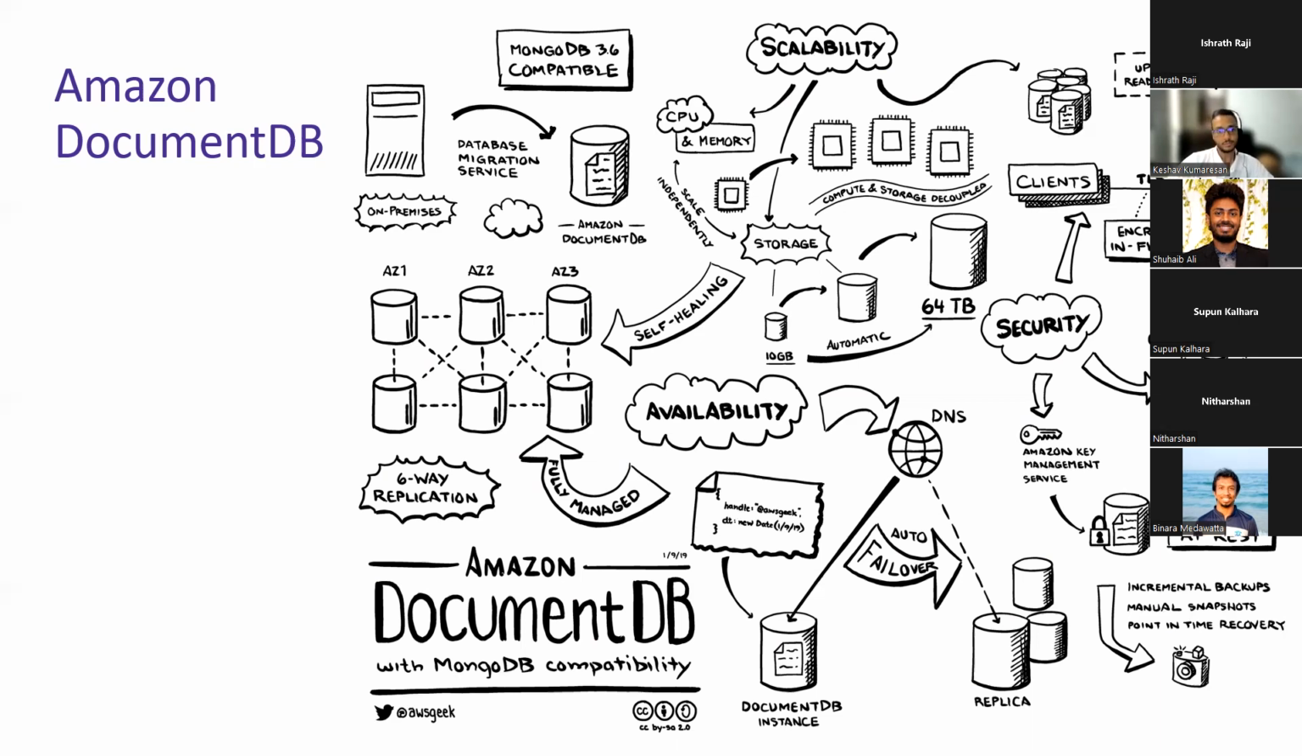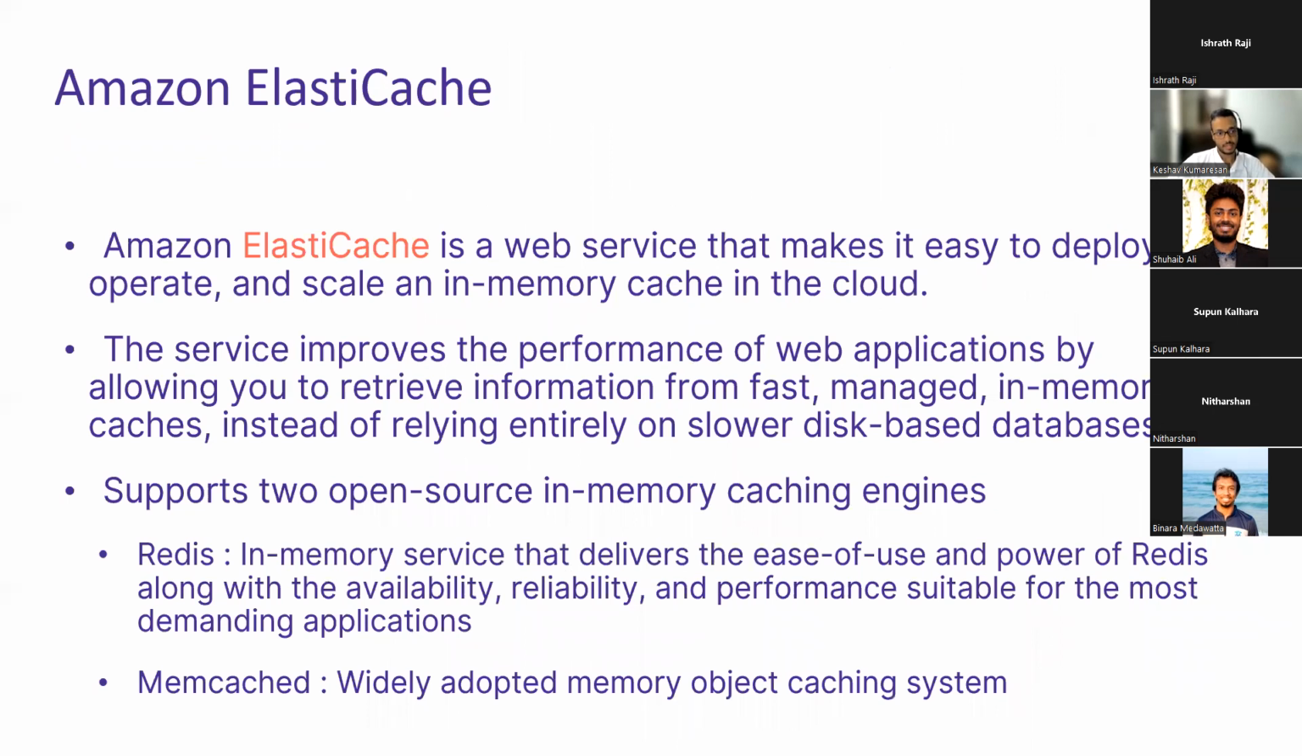And finally, we have ElastiCache. ElastiCache is a caching service. It's again managed, so it's serverless, where it'll allow you to use these open source caching engines like Redis and Memcached. So you can cache the data before you hit the database or any kind of storage.